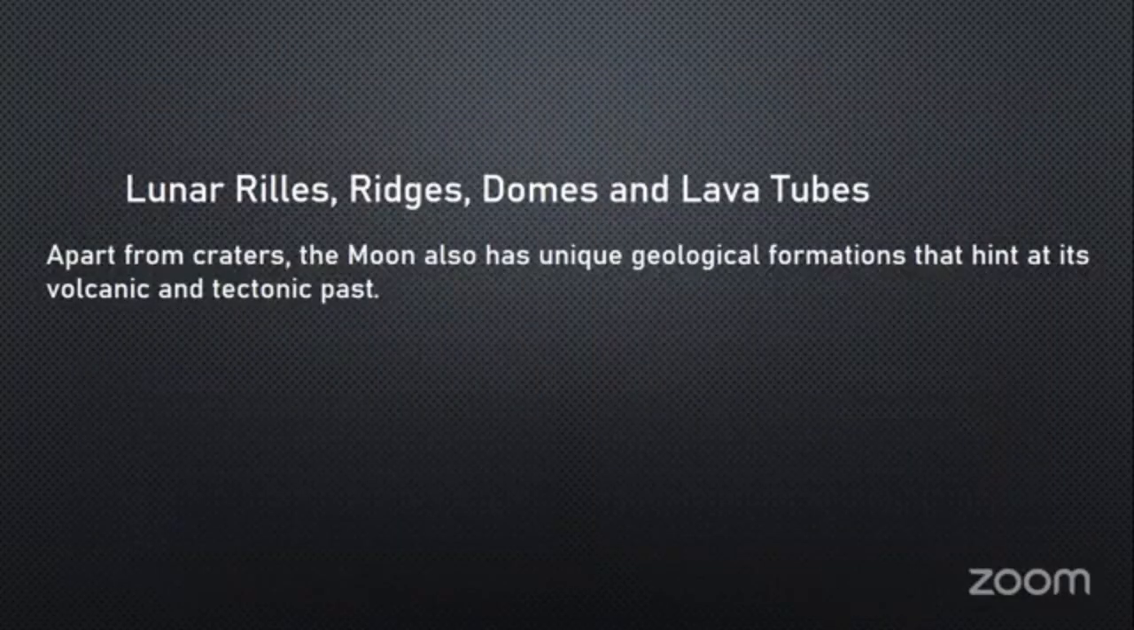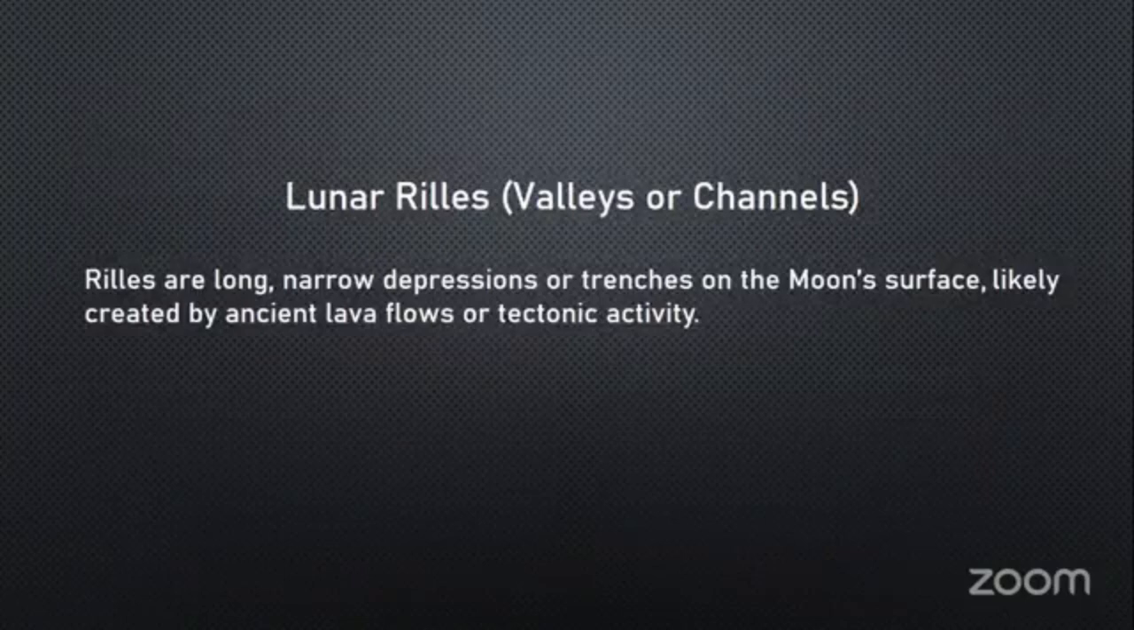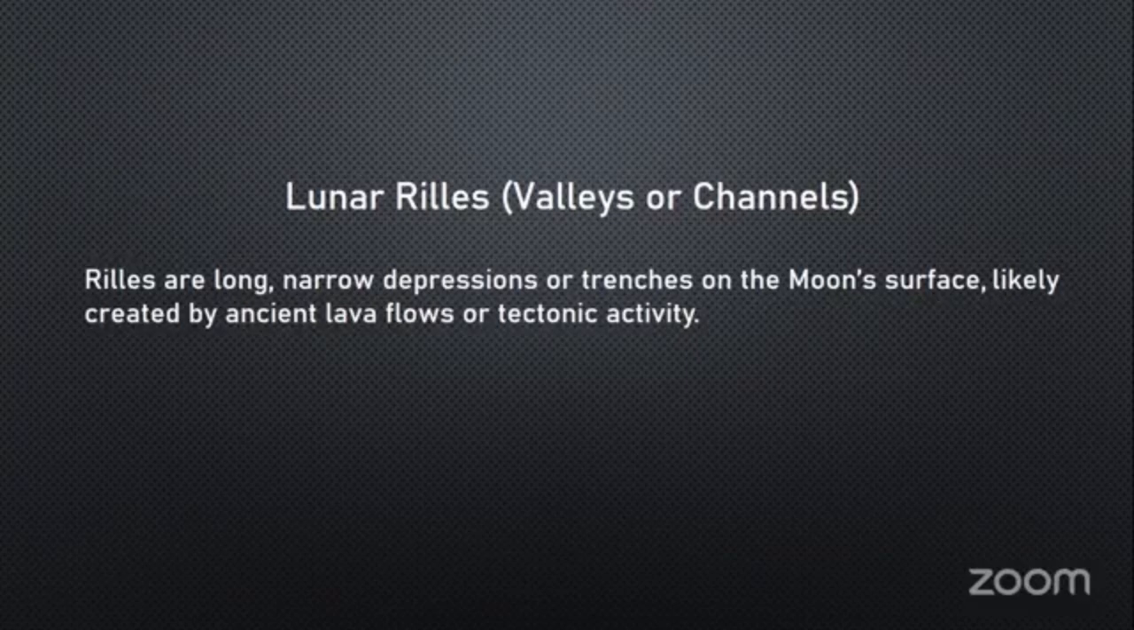Let's talk about lunar rilles, ridges, domes, and lava tubes. Apart from the craters, the moon also has unique geological formations that hint at its volcanic and tectonic past. So let's talk about the lunar rilles. The lunar rilles are long, narrow depressions or trenches on the moon's surface, likely created by ancient lava flows or tectonic activity.